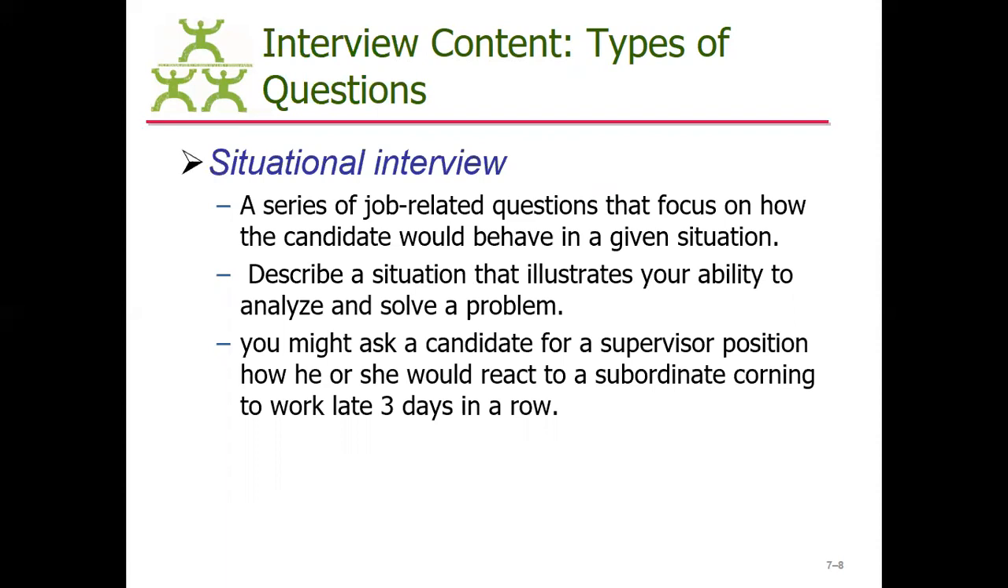You might ask a candidate for a supervisor position how he or she would react to a subordinate calling to say they will be late to work 3 days in a row. So in a situational interview, the interviewer usually provides a particular situation to the candidate, through which the interviewer knows how the candidate can solve a particular problem or face a particular situation.